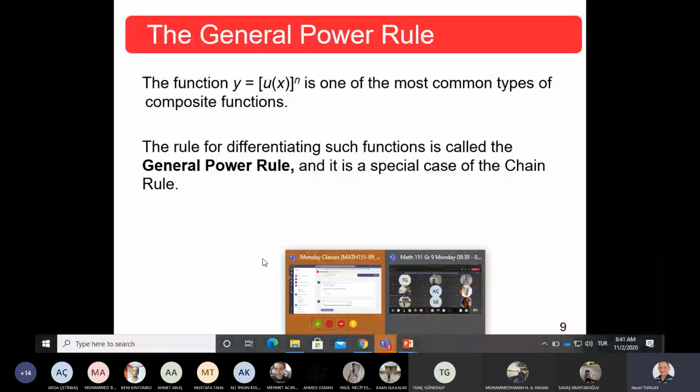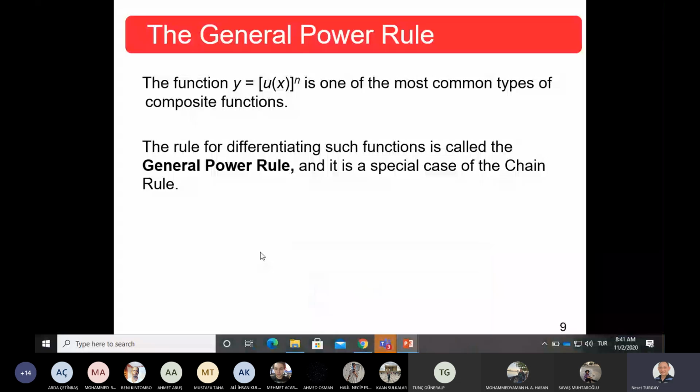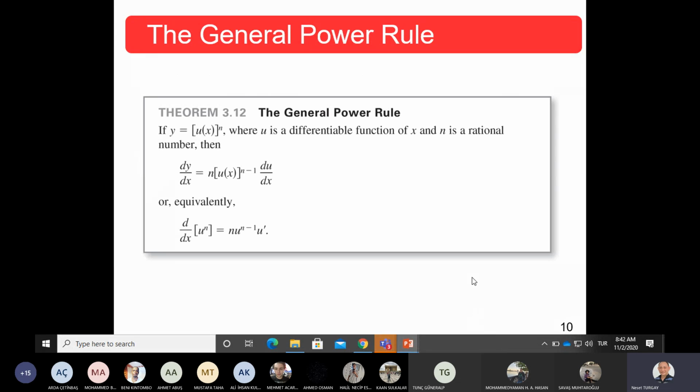Okay. Now, the function y equals n power of u of x is one of the most common types of composite functions. The rule for differentiating such functions is called the general power rule, and it's a special case of the chain rule. So it just explains the general power rule.